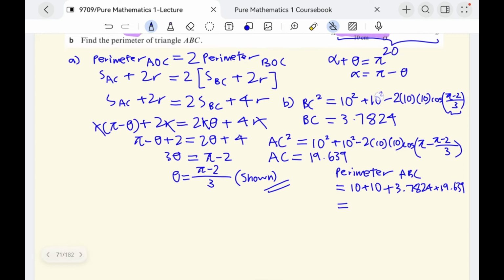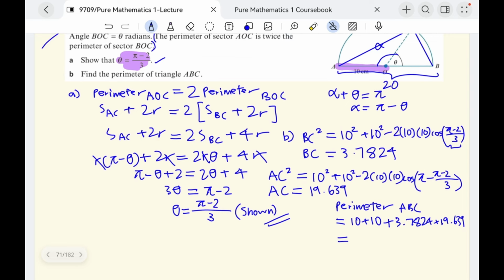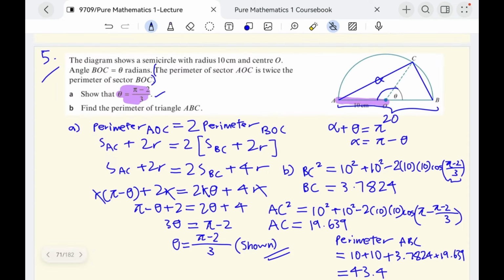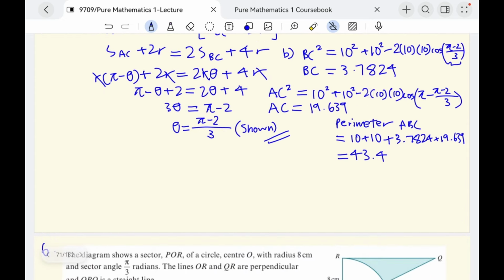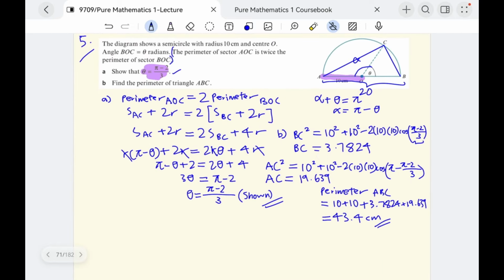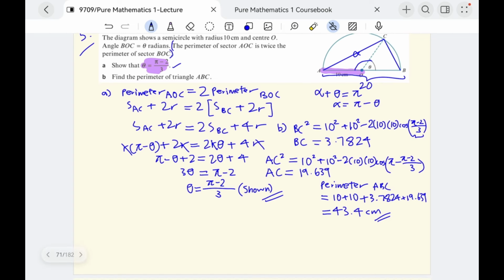If you use a calculator, you will obtain a final answer of approximately 43.4. Given that your radius is in cm, it is better to write the perimeter in cm as well. Alright, so this is the guidance for question 5, other than using the knowledge from the circular measure.